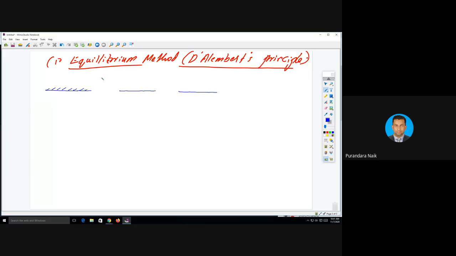Copy this figure. I'll explain the meaning of the above sentence. Copy this, please.